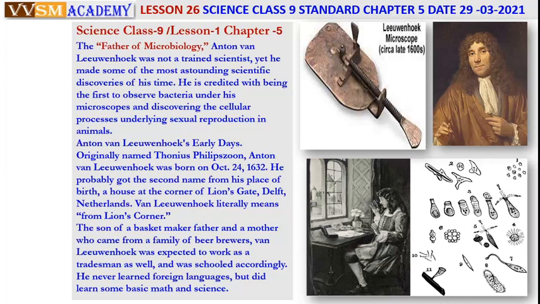Anton van Leeuwenhoek's early days: originally named Thonis Philipszoon, Anton van Leeuwenhoek was born on October 24, 1632. He probably got the second name from his birth house, at the corner of Lion's Gate, Delft, Netherlands.